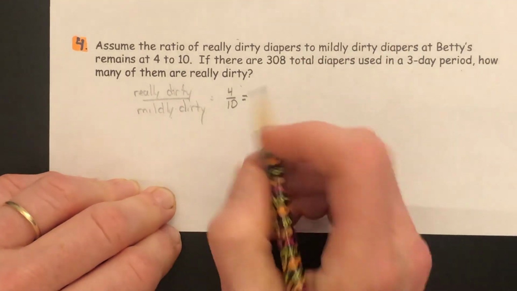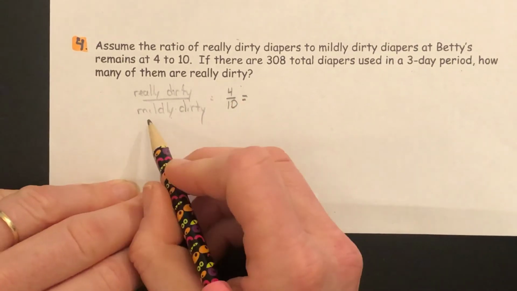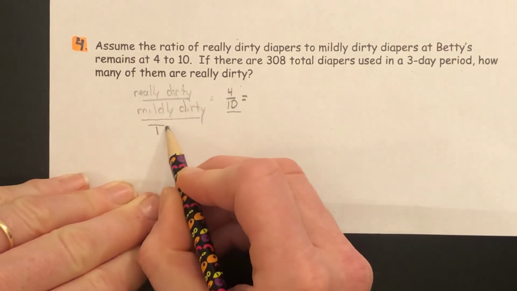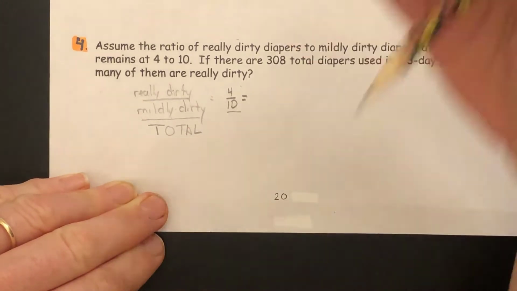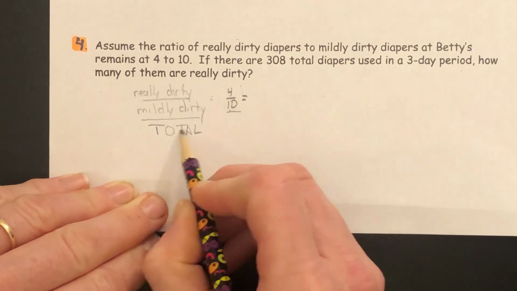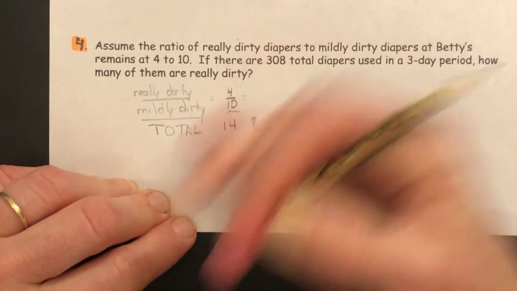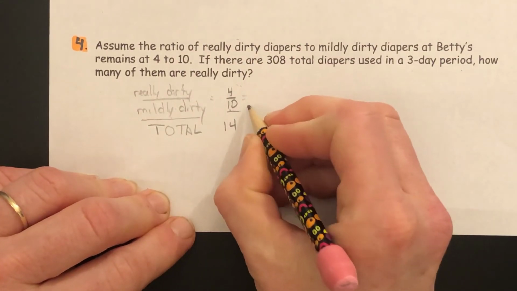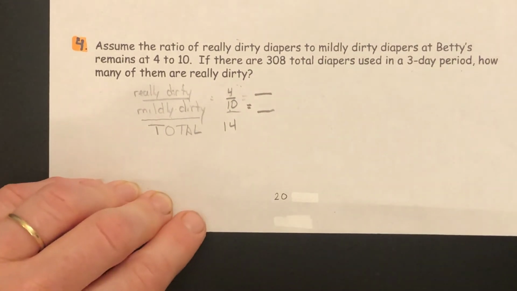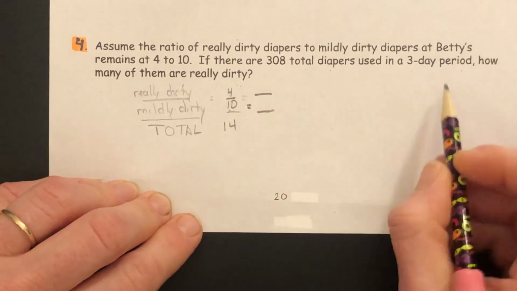There's not a total to go with these. So the only way to make that work is we're going to add another layer to this ratio. It's going to be like a fraction with 3 parts to it. Really dirty is 4, mildly dirty is 10. The total of that would be 14. I'm going to erase my equal sign. Is this the neatest looking fraction you've ever seen? Okay, so now there are 308 total diapers used in a 3-day period.